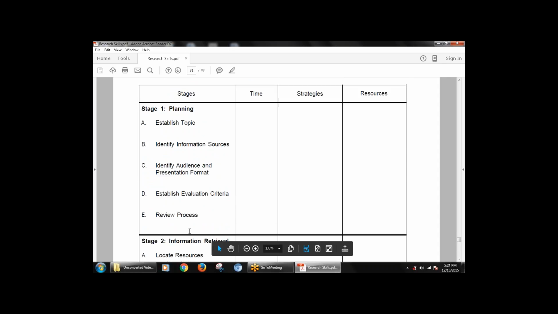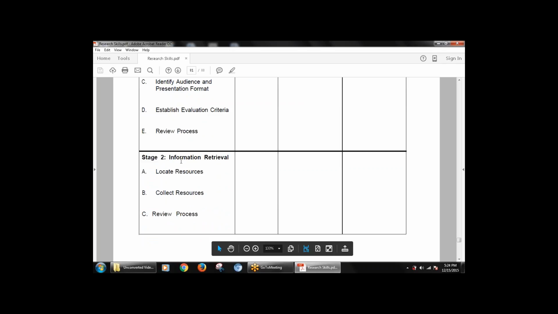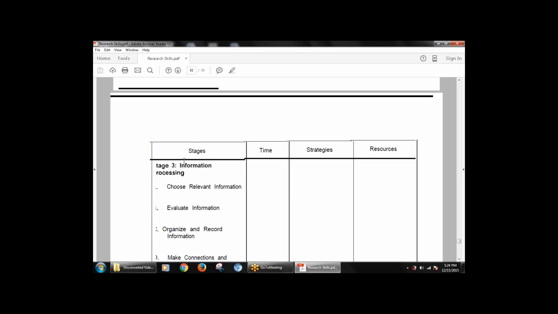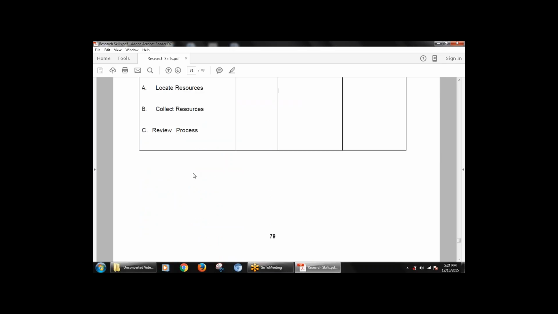That is stage number 2. So stage number 1 is the planning, stage number 2 is the information retrieval. The next stage, stage number 3, is the information processing. How we are going to process the information, that is stage number 3, and that also includes relevant skills.